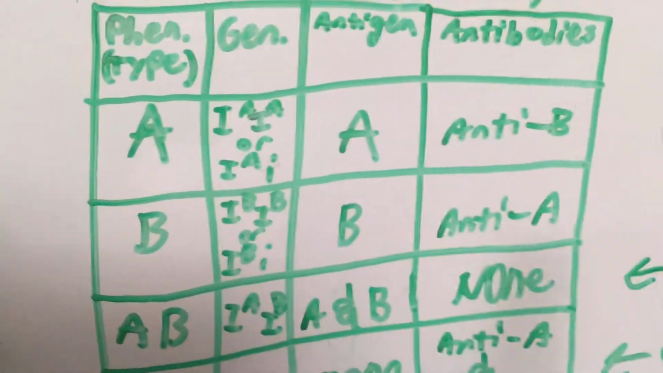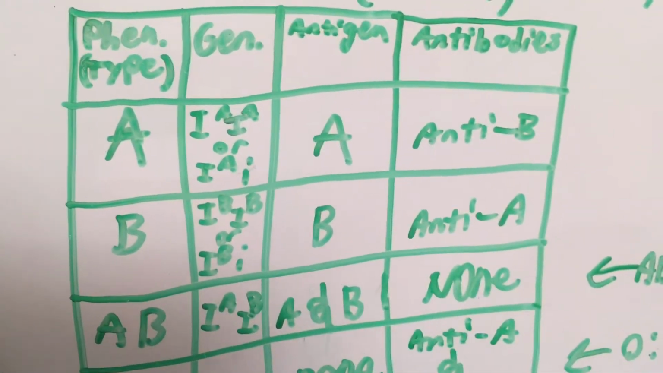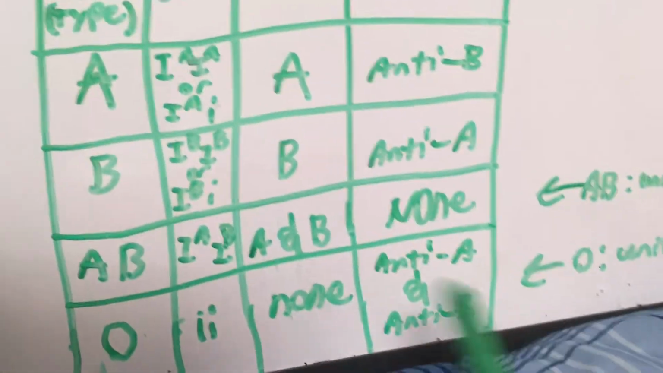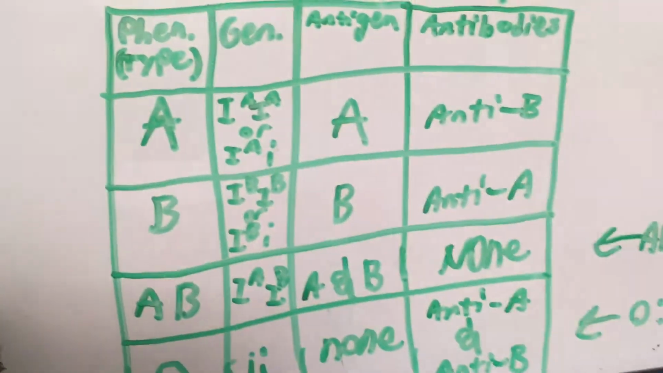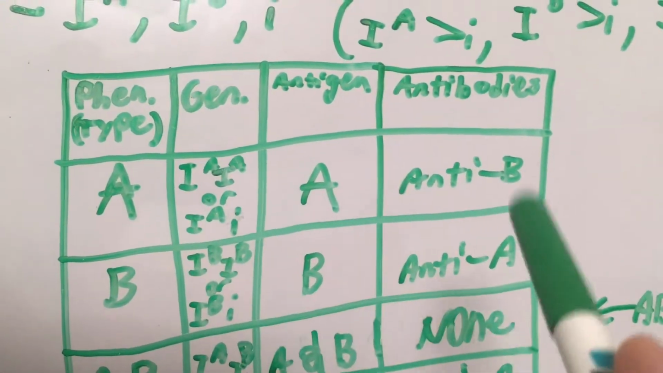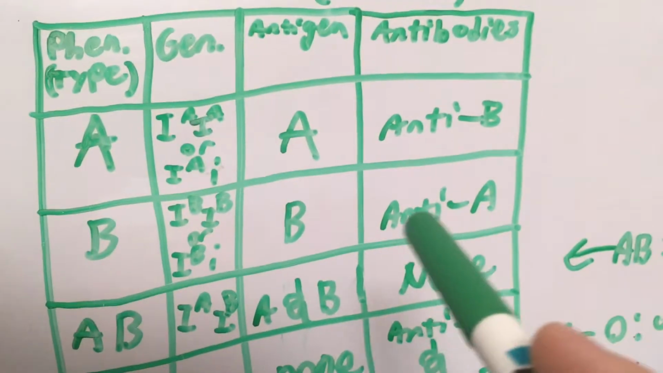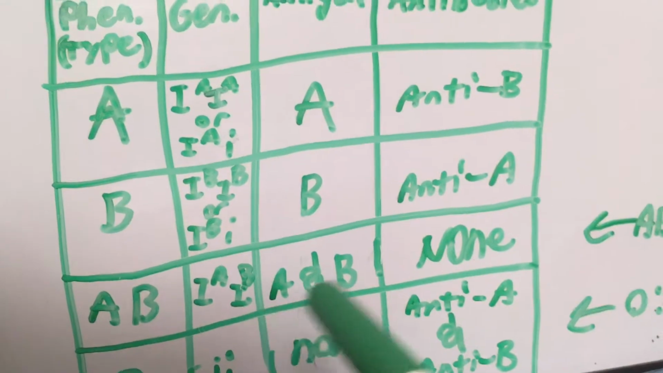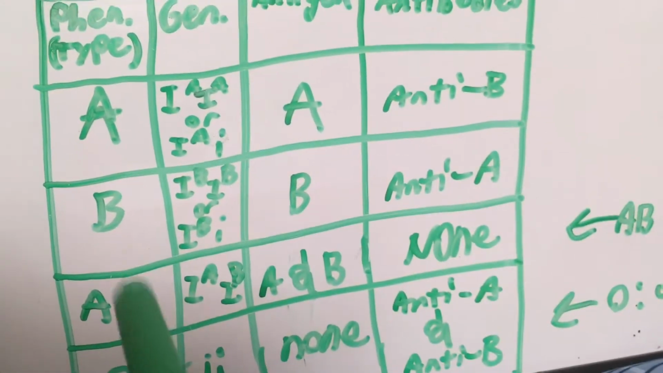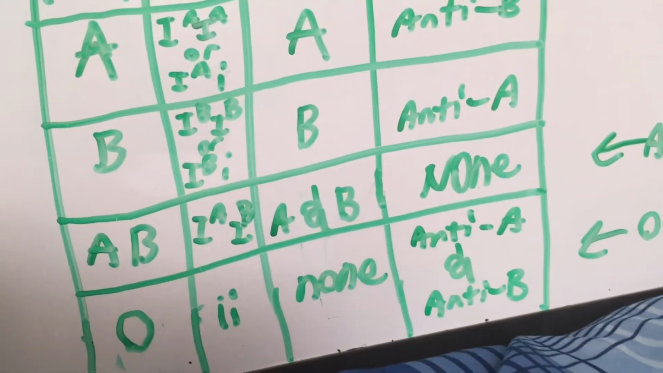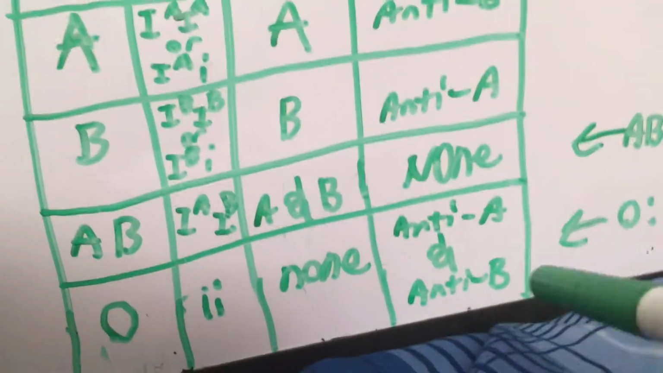Now, the antigens that A produces, they produce antigens for A, B produces antigens for B, AB produces antigens for AB, but O doesn't produce any antigens. You're going to see later why this is important. Now, the antibodies that A produces are against B. The antibodies that B produces are against A. AB doesn't produce any antibodies since it has both. And you're going to see why this is important later on. And O produces against A and B.